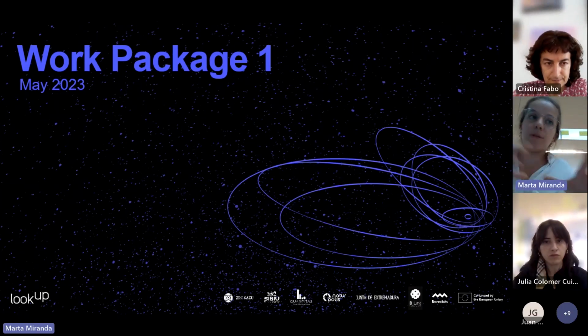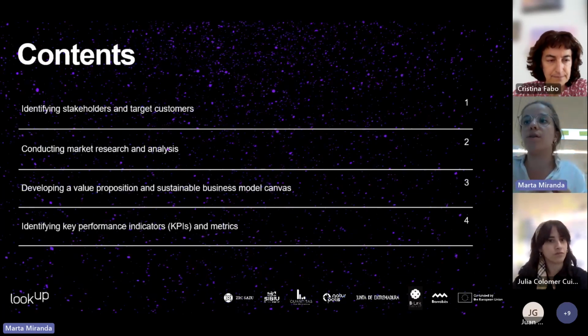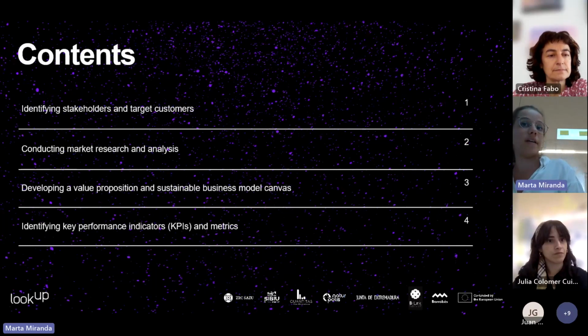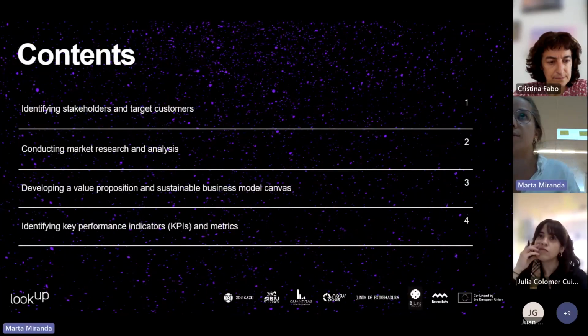We're going to give, first of all, the theory of business models, on what a business model is. I have here an index. First of all, we're going to talk about who our stakeholders are, and we're going to know our customers better. Then we're also going to talk about why it's important to do our market research. How are we going to develop our value proposition in a business model canvas? And then we will also talk about KPIs.